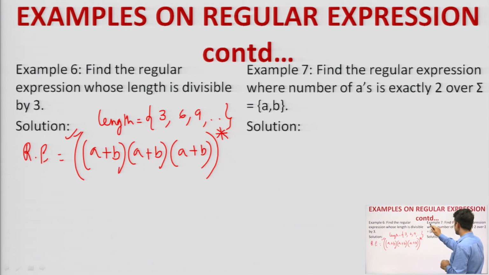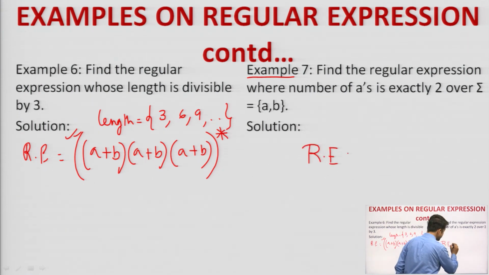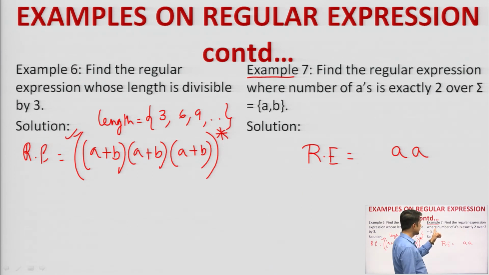Next comes example number 7. It says find the regular expression where the number of a's is exactly 2 over {a, b}. The number of a's is exactly 2, not more than that, not less than that. Now I will try to do the expression in a fast way. I will have exactly 2 a's, not more than that, not less than that, but they are not telling that the a's should be consecutive. No, they are telling that the number of a's should be exactly 2.